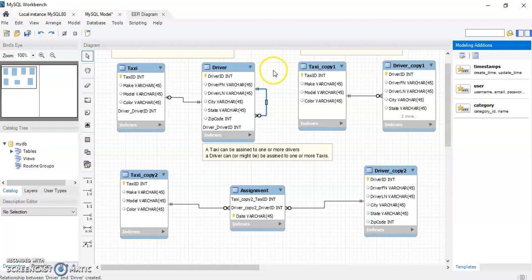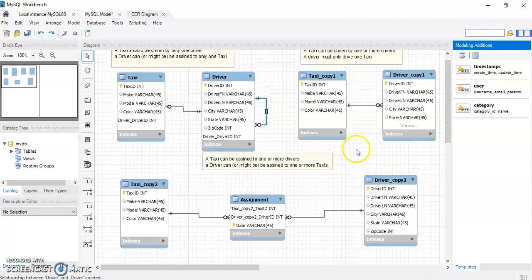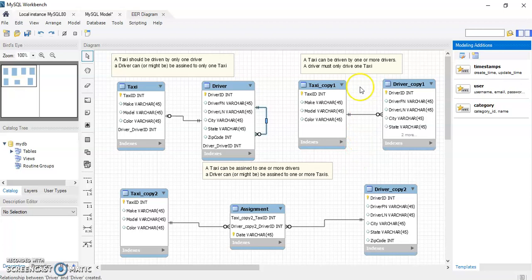If we have admins that are not supervisors, and those admins supervise the drivers, yes, then you build another entity called admins and you link it. Now we jump to unidentified, non-identified. So when does it become non-identified?